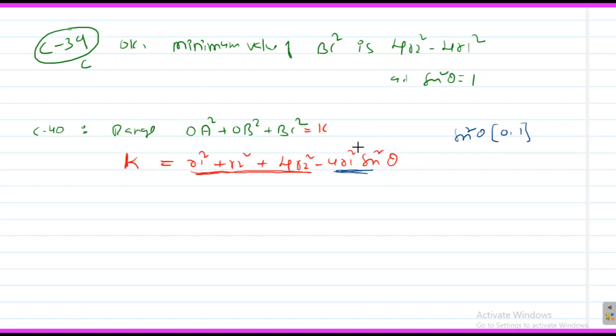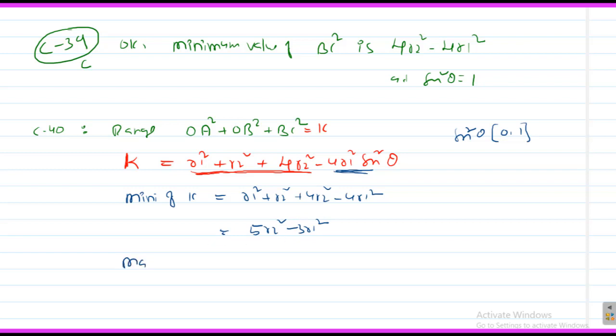This expression should be maximum, meaning sin square theta should be 1. So the minimum of k is R1 square plus R2 square plus 4R2 square minus 4R1 square. Simplifying this, R2 square plus 4R2 square is 5R2 square, minus 3R1 square. This is the minimum value of k.